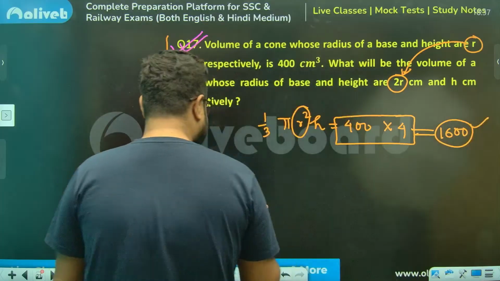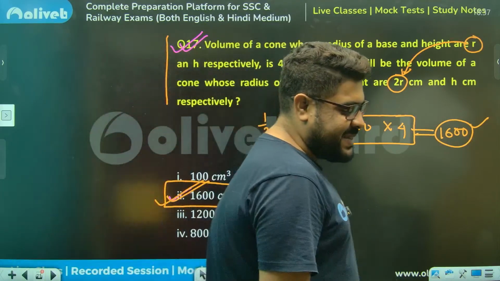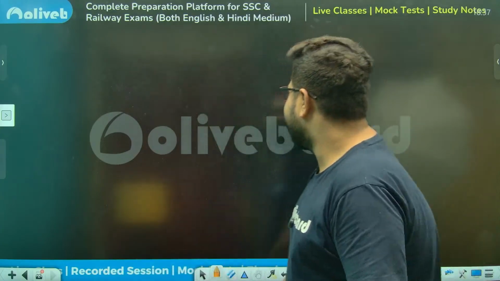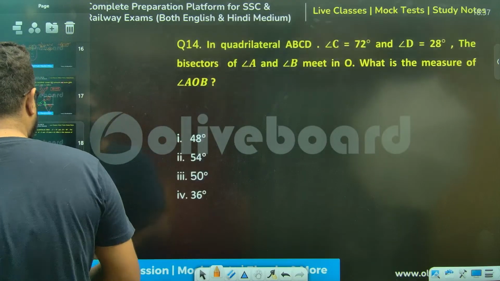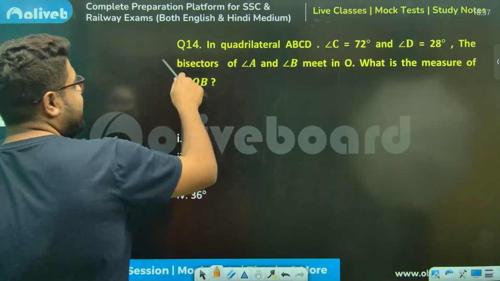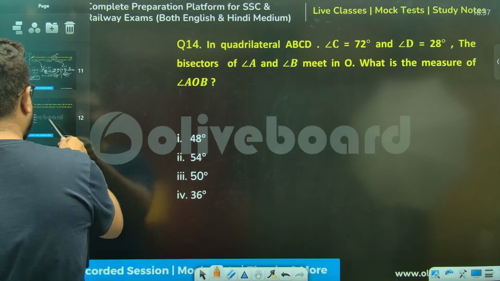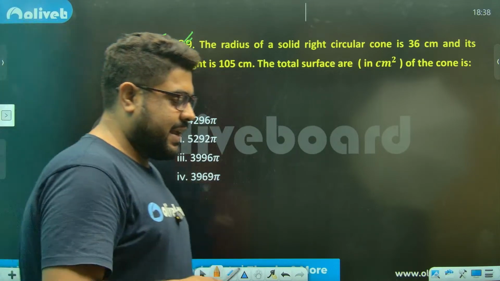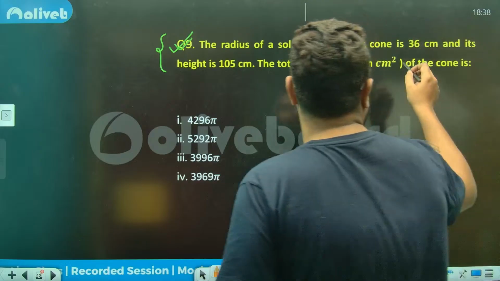Again, this is a mains PYQ. That's why I thought there would be something in it. But as we can see, there is nothing of substance there. Okay, fine, wait. Let's do this. This one question we will leave for now. We are doing this mensuration, so we left this question. Do this one, we will do that one later. But first you do this. Radius of a solid right circular cone is this.